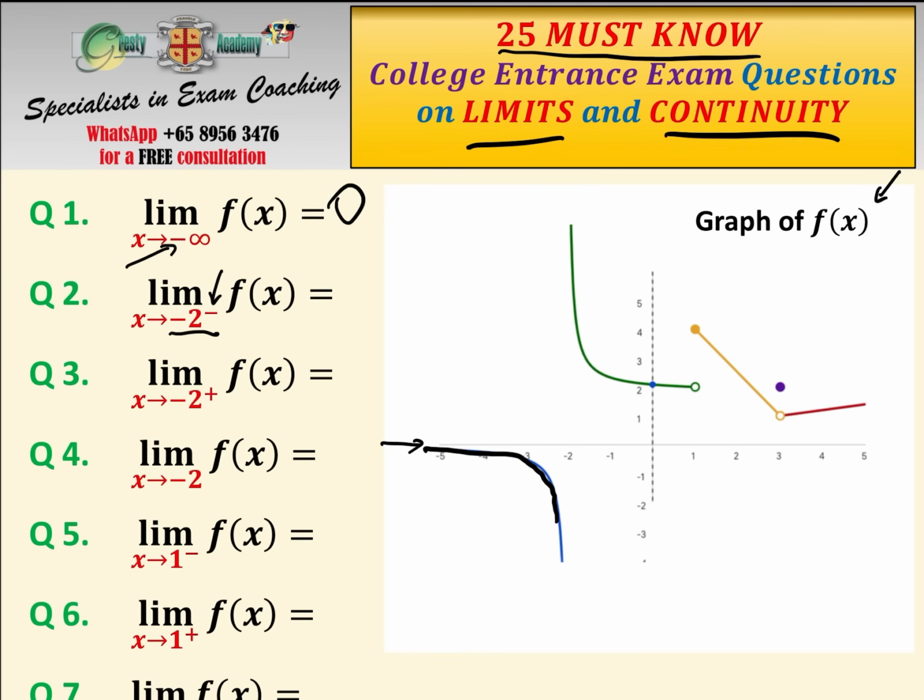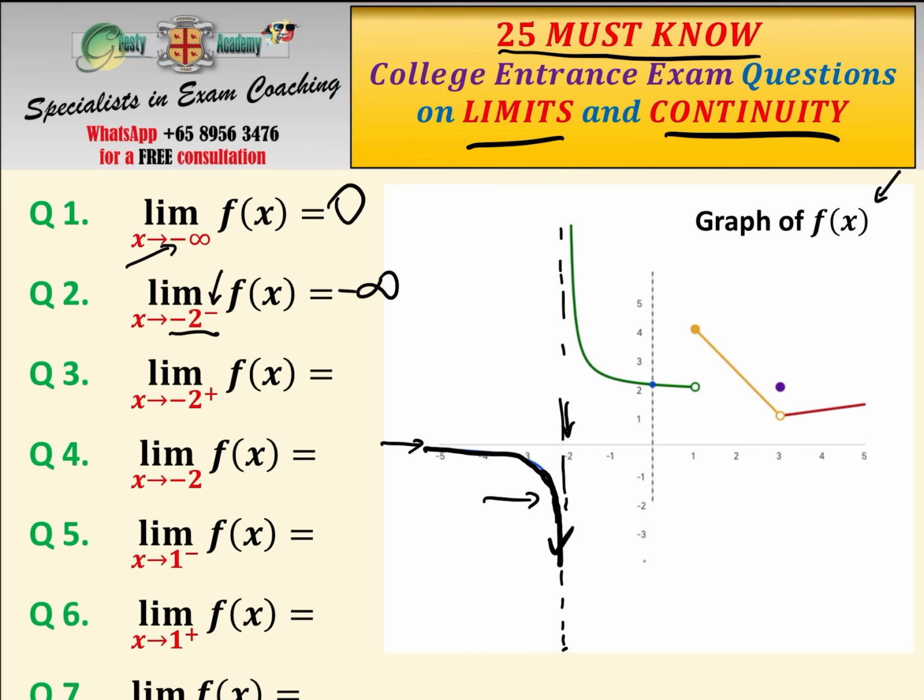Question number 2, the limit of f of x as x approaches minus 2 from the negative side, i.e. from the left. Well, for that we need to follow the blue line this way. We're following it towards minus 2 from the left, and clearly that limit goes right down forever. There's going to be an asymptote here and its limit is minus infinity.